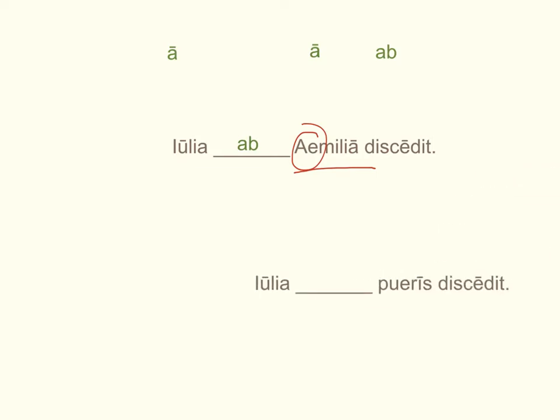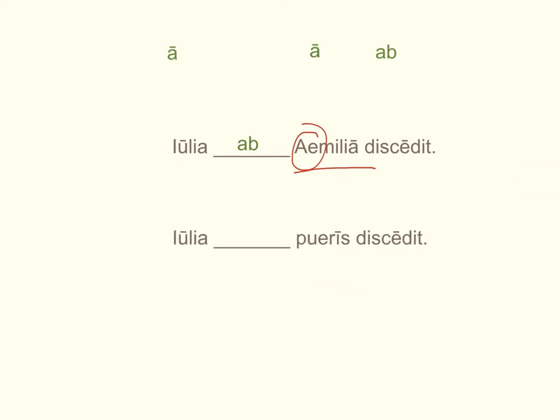Let's try that again. Here's another sentence. Julia blank pueris discedit. Which form of the preposition are we going to use? Well, since pueris begins with a consonant, we're going to use the form a. Julia a pueris discedit.